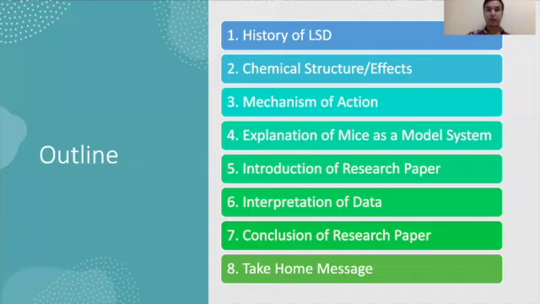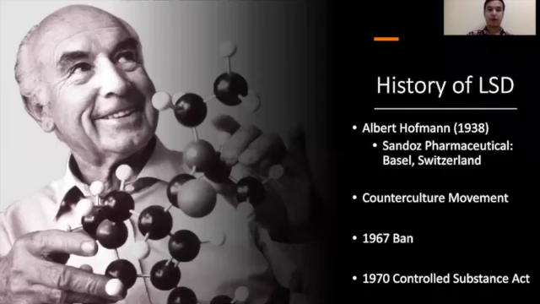So let's move on to the history of LSD. LSD was first synthesized in 1938 by a man named Albert Hofmann. He was a chemist who was working for Sandoz Pharmaceutical in Basel, Switzerland, and its hallucinogenic effects were first unknown until 1943 when Hofmann accidentally consumed some LSD through his fingertips. After that, he noticed the hallucinogenic effects that it had.